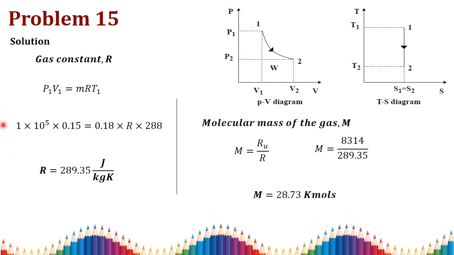Next we need to find the molecular mass of the gas M. Molecular mass is equal to the universal gas constant divided by the characteristic gas constant. The universal gas constant is 8314 joule per kilomole Kelvin and the R value is 289.35 in this problem. So dividing, you will get the molecular mass of the gas as 28.73 kilomoles.